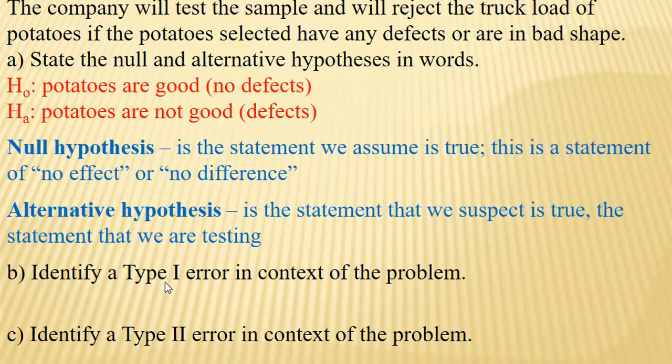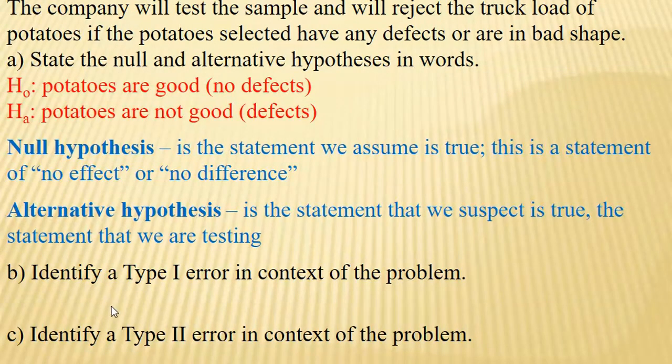So remember that type 1, look at the definition. Type 1 is rejecting a true H0. So type 1 is when you reject the null hypothesis, even though it is actually true. So give it a minute to think about how you would write down a type 1 mistake here. Type 1 would be saying you reject the potatoes, even though they were actually good.